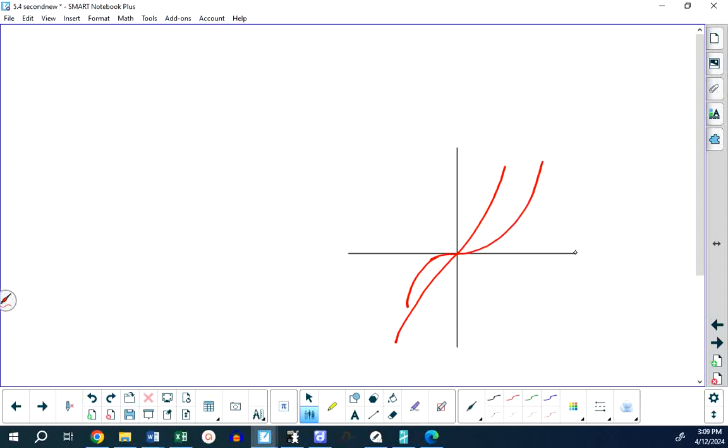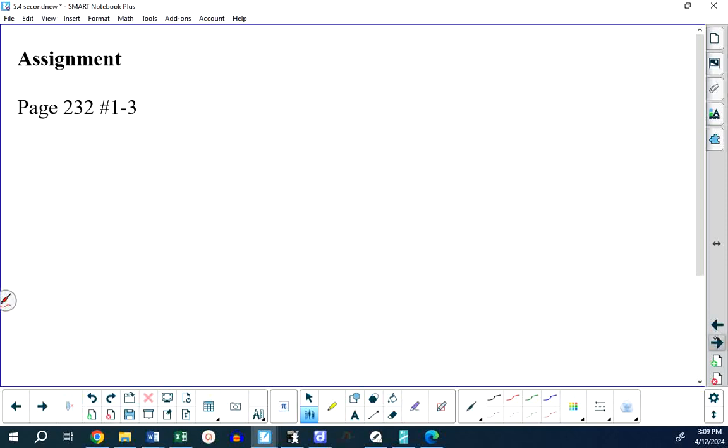Remember, I think we saw that yesterday with a vertical inflection point, that it looks like it's along the axis, but it isn't. We keep zooming in. So that's the second derivative test in a nutshell. And there are some problems for you to practice.